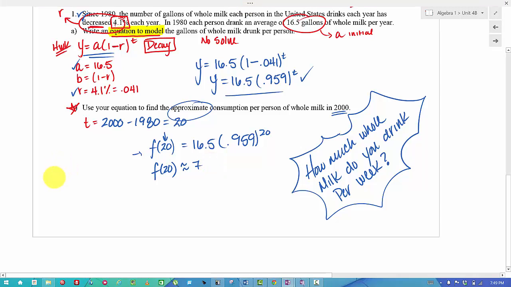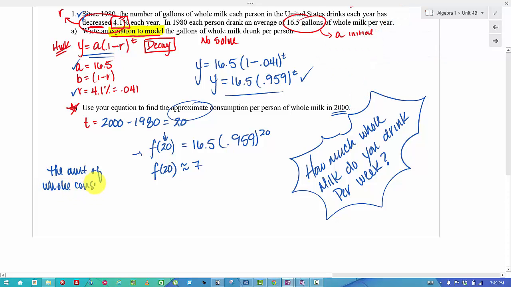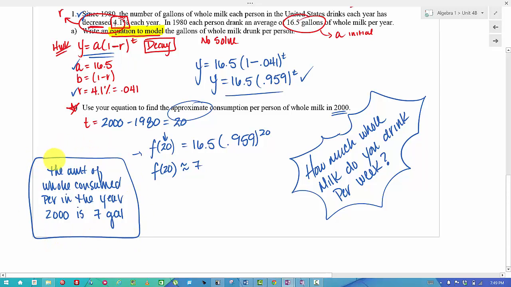Now we're going to go ahead and write this in context. So we'll say something to the effect that the amount of whole milk consumed per year in the year 2000, not the best wording I've had, is 7 gallons. And that puts it in context.